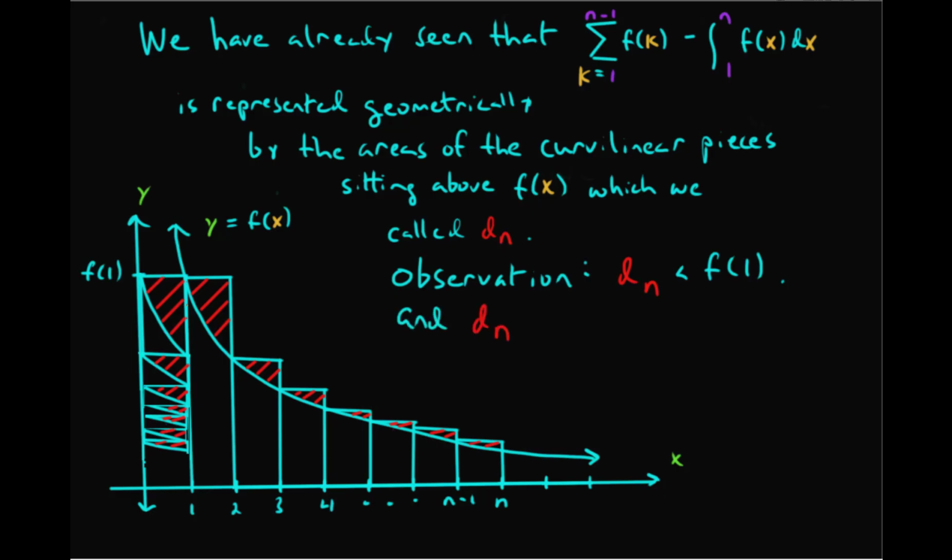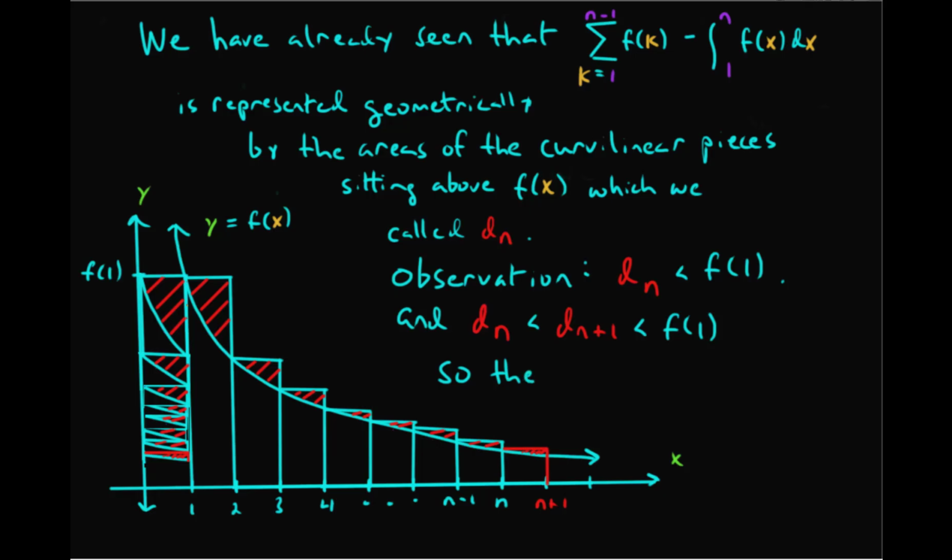I also note that if we were to add the area of the next curvilinear piece above f of x, and I'll call that sum total d sub n plus 1, then we have that d sub n must be strictly less than d sub n plus 1, and d sub n plus 1 also has to be less than f of 1, because again, we can translate that additional curvilinear piece all the way over to the left, and without overlapping, it also fits inside the rectangle whose area is f of 1.